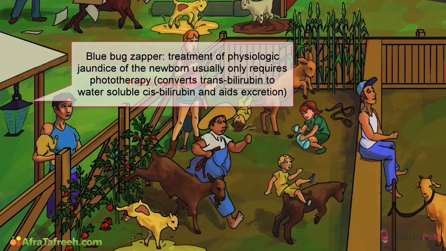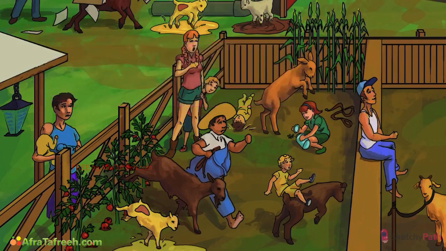Treatment is often not needed, but when it is, simple phototherapy with blue light converts the naturally occurring fat-soluble trans isomer of bilirubin into cis-bilirubin, which is water-soluble and easily excreted via urine or stool. Wait, I guess it'll do.